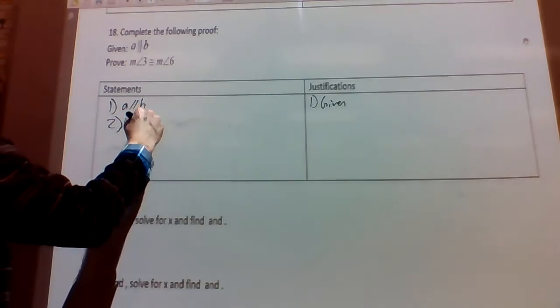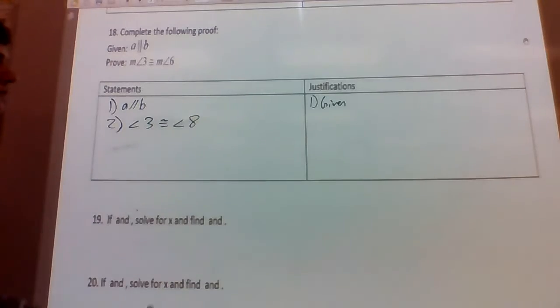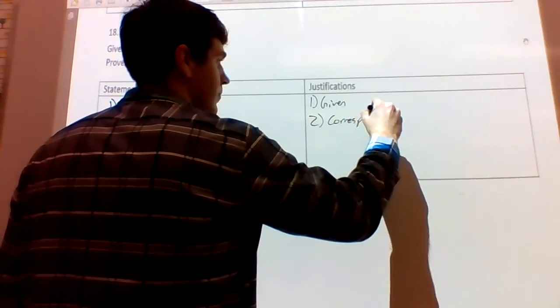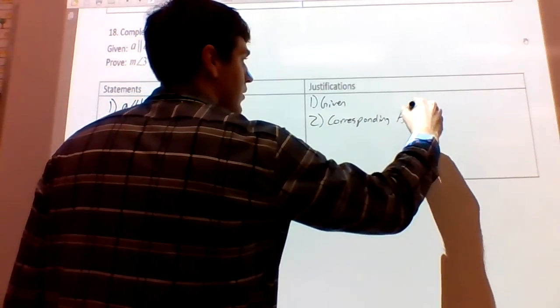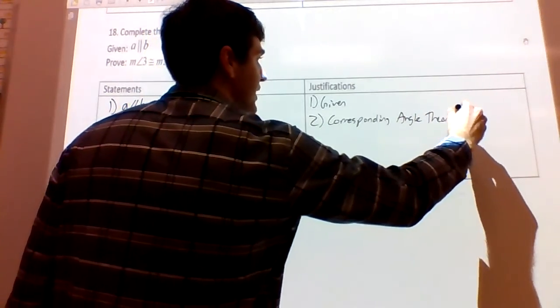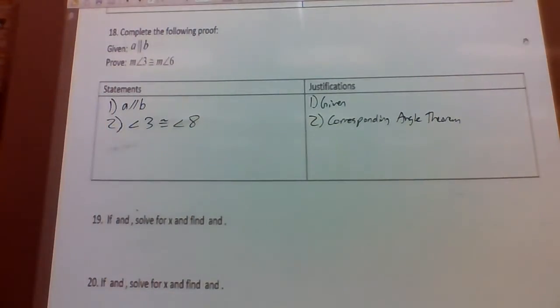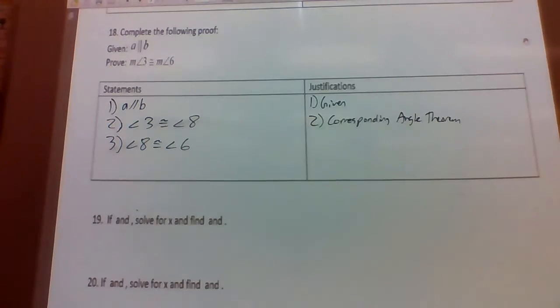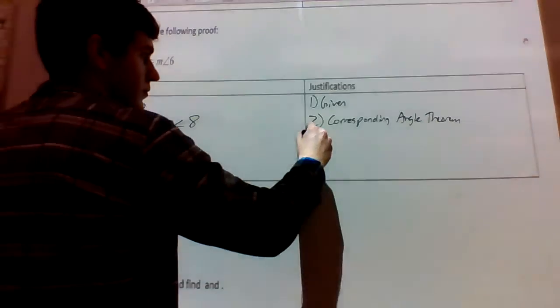So we know angle 3 is congruent to angle 8 by the corresponding angle theorem, which says if the two lines are parallel, then the corresponding angles are congruent. So since A and B are parallel, and angle 3 and angle 8 are corresponding angles, angle 3 and angle 8 are congruent. Okay. We also know then that angle 8 is congruent to angle 6 by the vertical angle theorem.